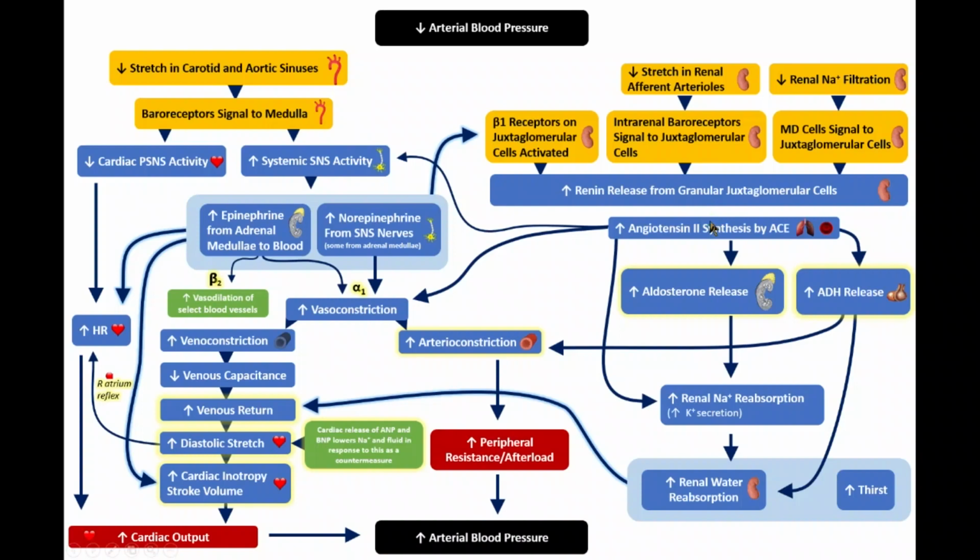eventually causes an increase in angiotensin II. I don't have the whole pathway here, but remember, renin converts angiotensinogen into angiotensin 1, which are both peptides. Angiotensin 1 is converted into angiotensin 2. Renin does the first part, angiotensinogen into angiotensin 1. Angiotensin converting enzyme, or ACE, does the second part, which is converting angiotensin 1 into angiotensin 2.